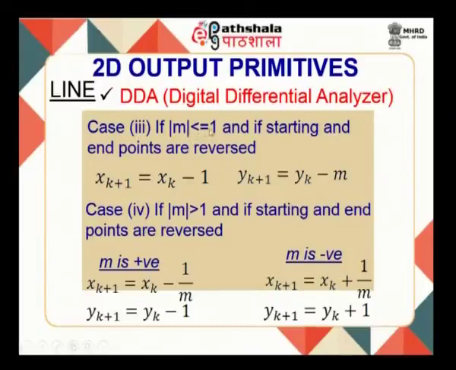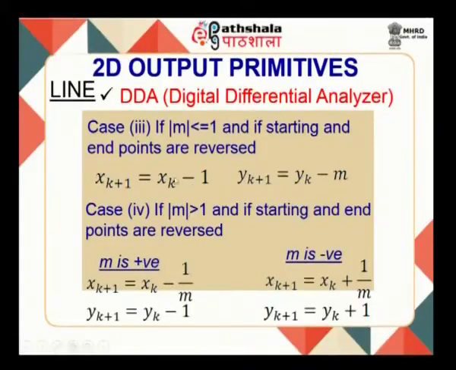If m is less than or equal to 1, that means again imagine the line types 1 and 3, and if starting and end points are reversed, just in the reverse manner, that is both x and y are decreasing for line types 1 and 3. So, these equations will tell you, both x and y are decreasing. x is decreasing by a value 1, y is decreasing by a value m. So, that is how we take this.